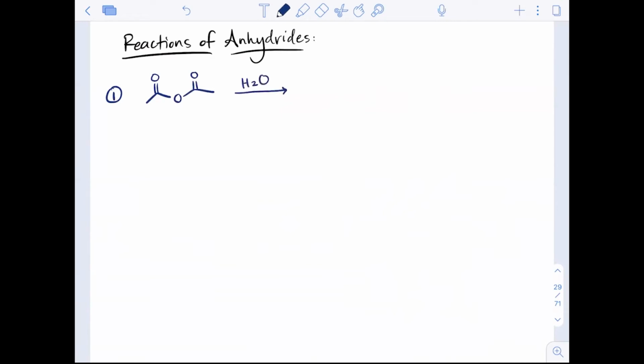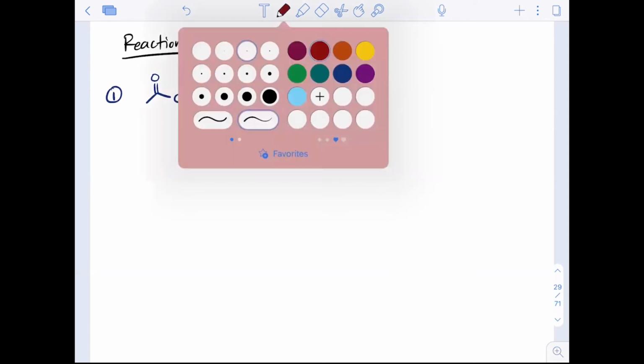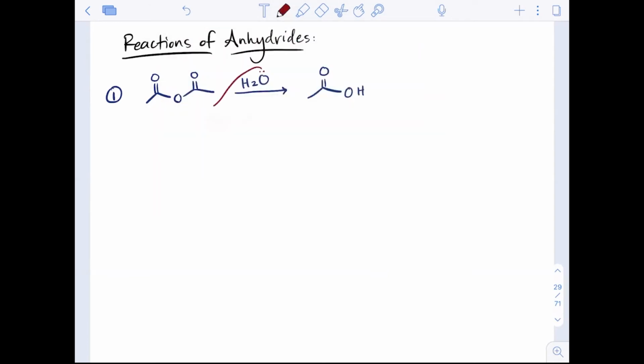We can use water and we will form the carboxylic acid. Let's go ahead and walk through the mechanism. Oxygen attacks one of the carbons of the carbonyl. Doesn't matter which one, choose one, they're the same. We would always keep symmetry in this reaction. So either will work.